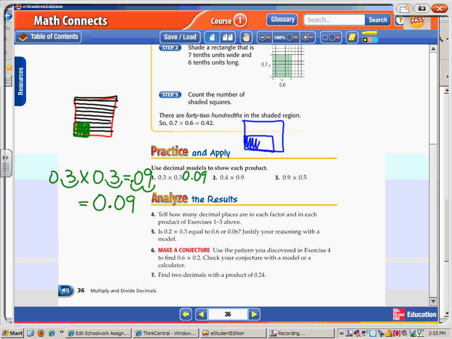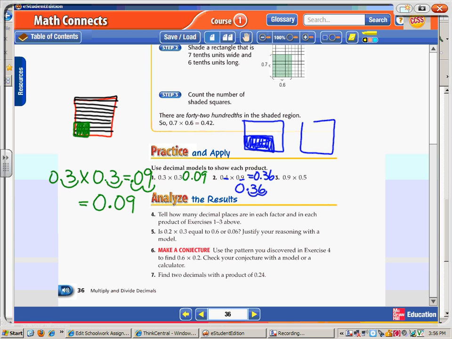Shade in that area. And then when we have flats tomorrow, you can count them or kind of get an idea of how many are in there. And we should see that we have 36 hundredths. You could also say that 4 times 9 is 36. And then you're going to move over 2 place values because there are 2 decimal place values here, and put your 0 in.